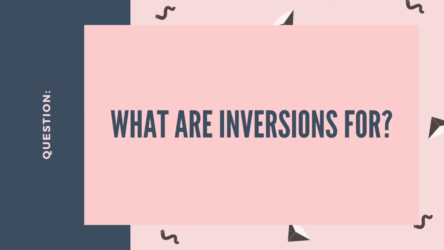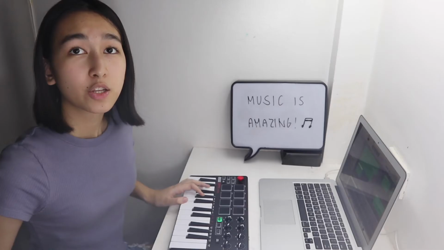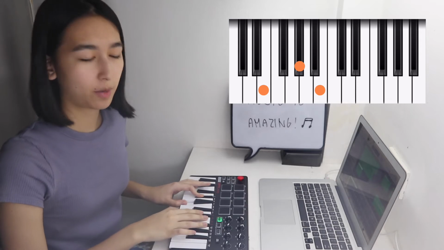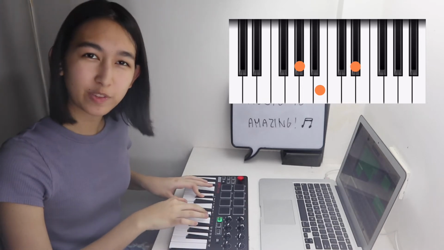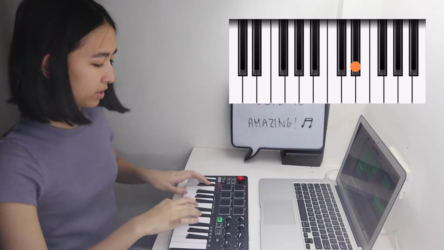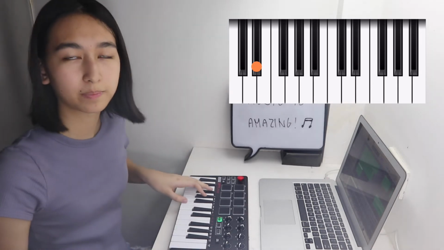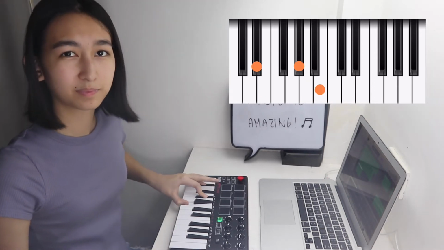What are inversions for? Usually, chord changes sound better when the notes are nearer together, so you can basically play any chord in any position as long as you play the right notes. So this is an E to G sharp minor, but it definitely sounds better when I put this D sharp here to make the notes sound closer together. Right?